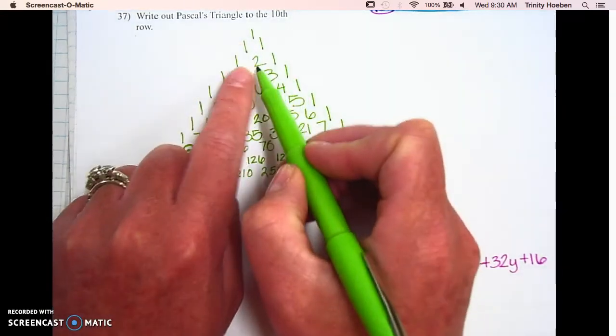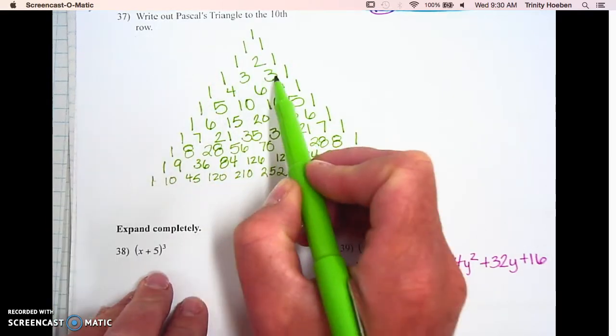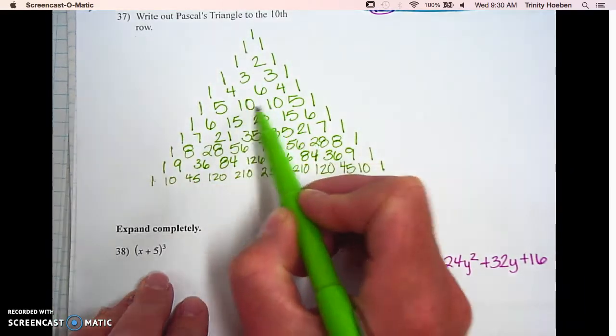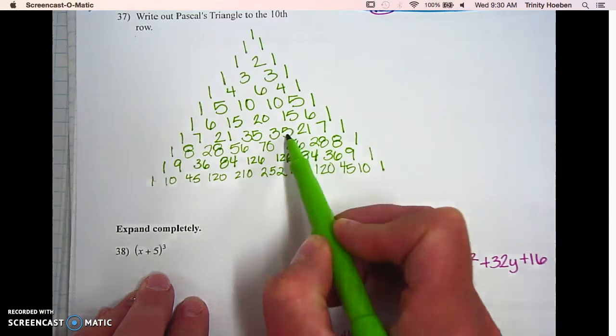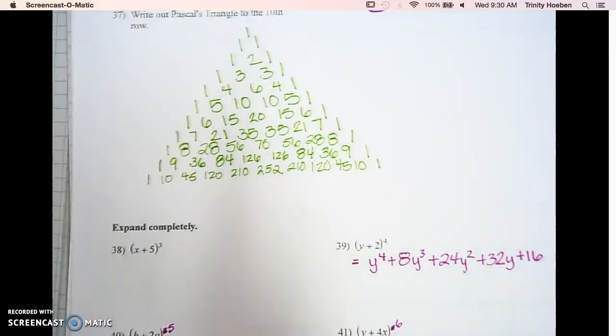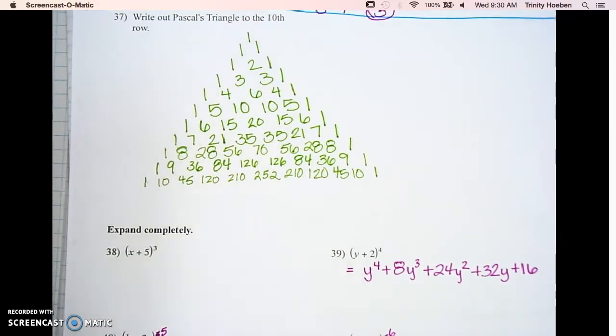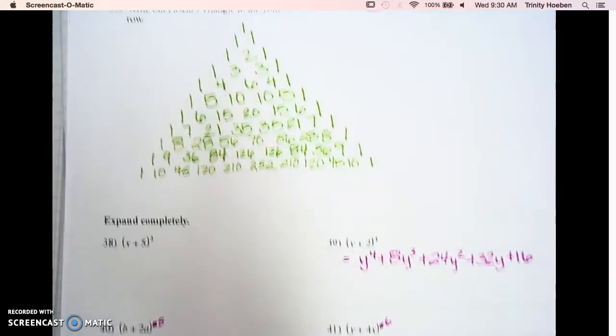So 1 plus 1 is 2, 1 plus 2 is 3, 3 plus 3 is 6, 4 plus 6 is 10, 10 plus 10 is 20, 10 plus 15 is 35, and so on. So on the quiz, you're just going to need to be able to produce that without a note card. So make sure you know where all those numbers are coming from.